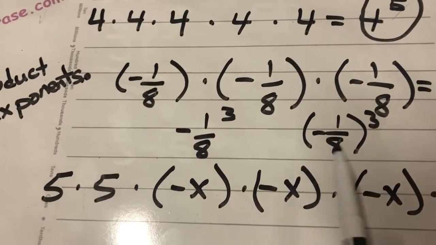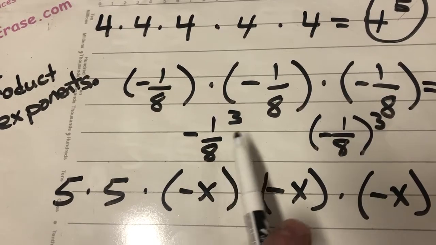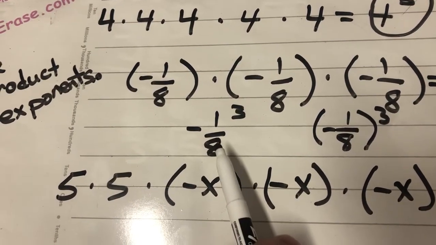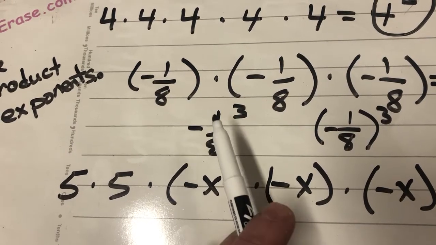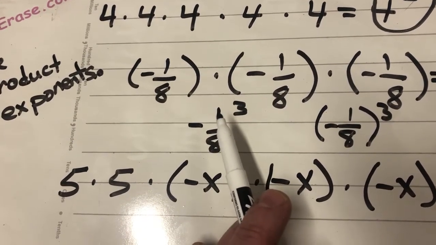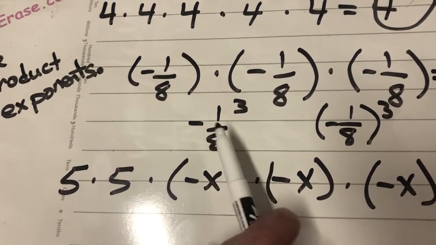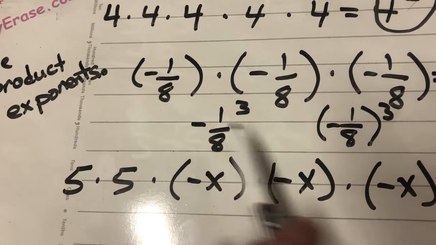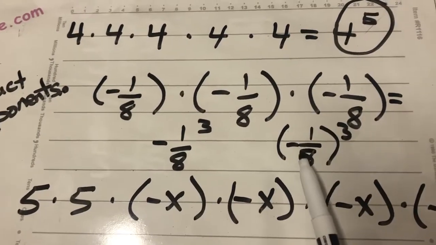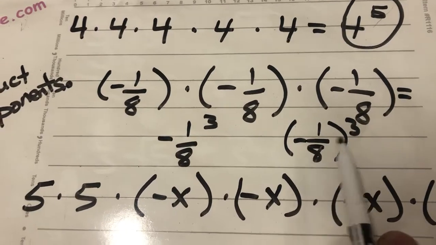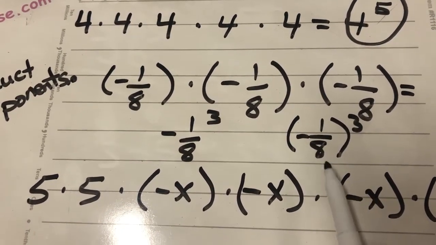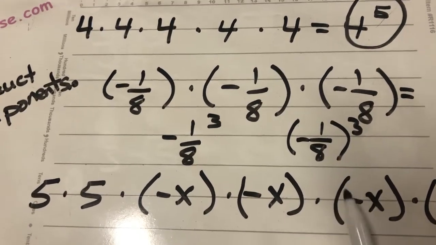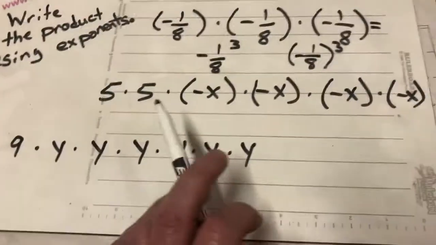The other reason why we put it with the parentheses is if we just write it this way, okay, all this indicates is that it's 1/8 times 1/8 times 1/8. And then whatever we get as an answer, we put a negative sign in front of it. The fact that we put negative 1/8 inside parentheses means that it's negative 1/8 times negative 1/8 times negative 1/8. All right, just a couple more examples here.